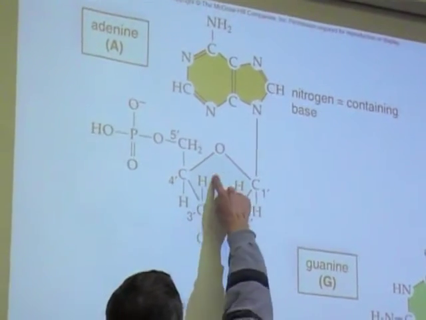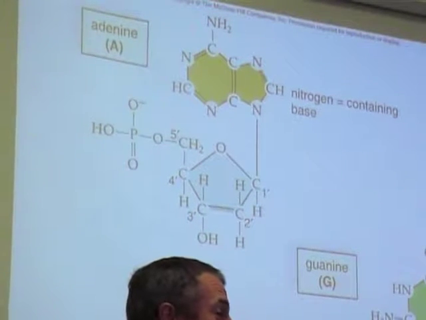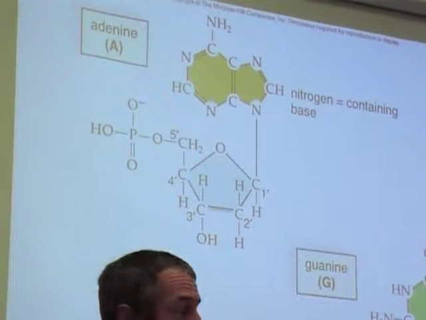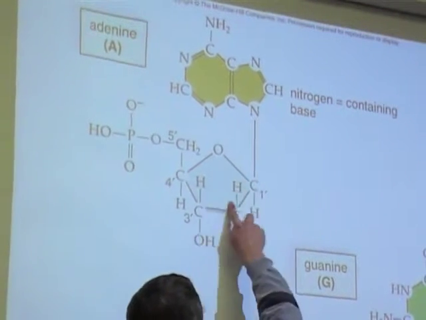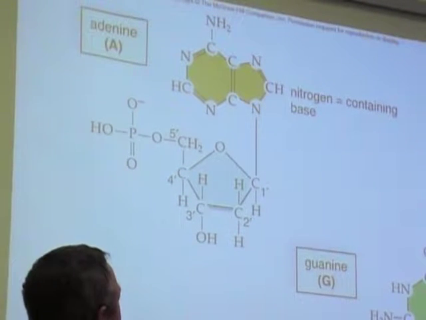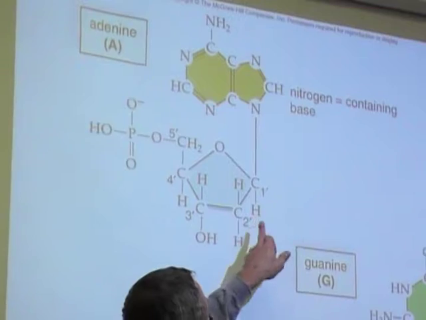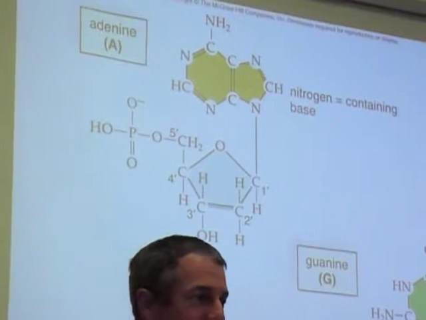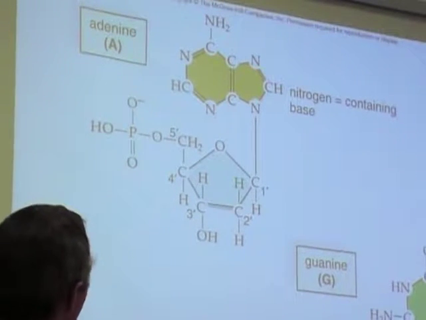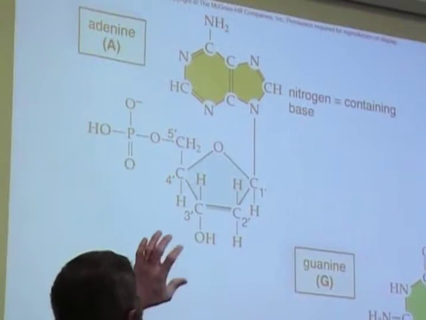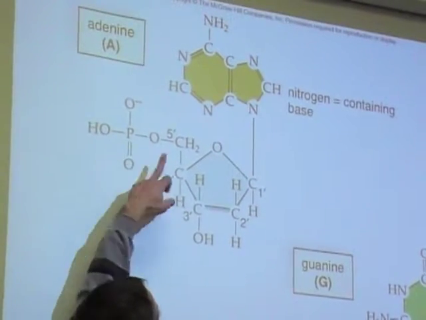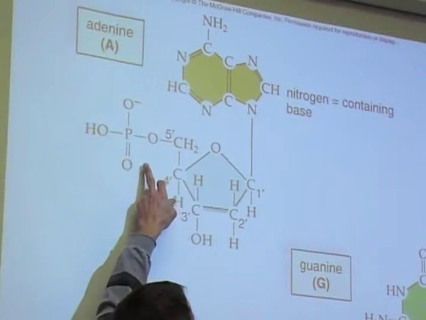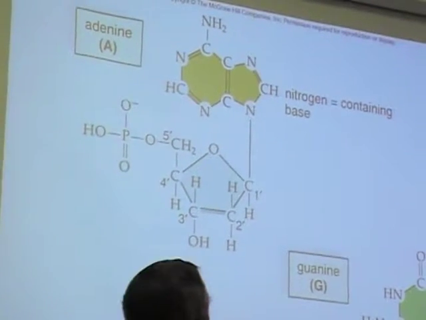A sugar, which is called deoxyribose. That's where DNA gets the name. The D comes from deoxyribose, the name of this sugar. It's a 5-carbon sugar, and they actually number the carbons: 1 prime, 2 prime, 3 prime, 4 prime, 5 prime. Then there's a phosphate group, if you remember our study of functional groups in chapter 2. And there's a nitrogen base at the top.